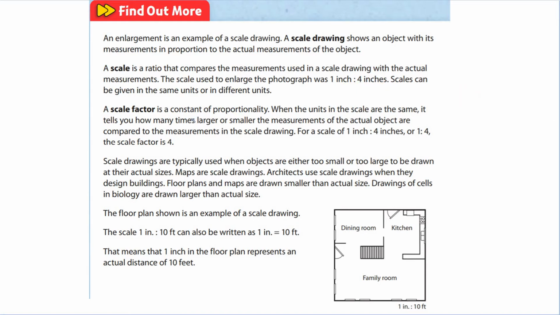A scale factor is a constant of proportionality. When the units in the scale are the same, it tells you how many times larger or smaller the measurement of the actual objects are compared to the measurements in the scale drawing. For scale 1 inch to 4 inches, or 1 to 4, the scale factor is 4, just like we talked about before.